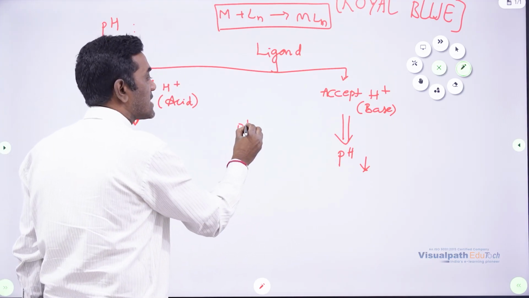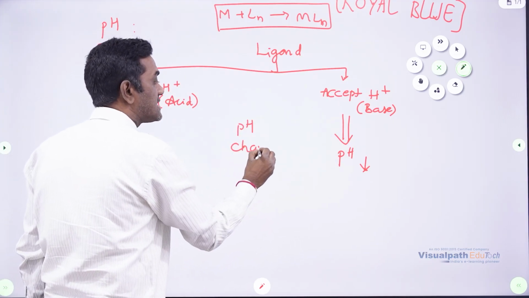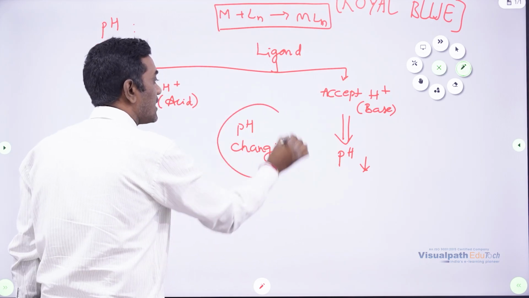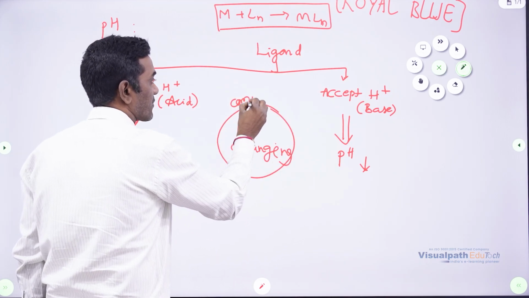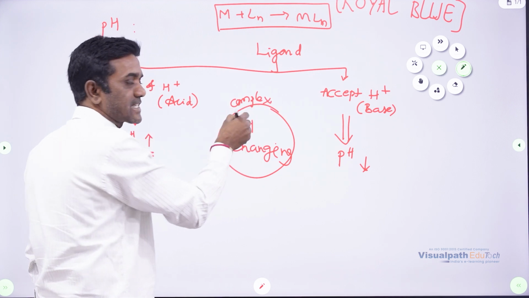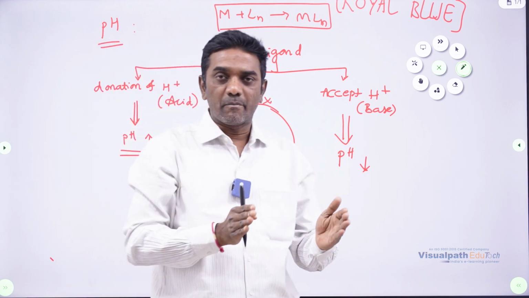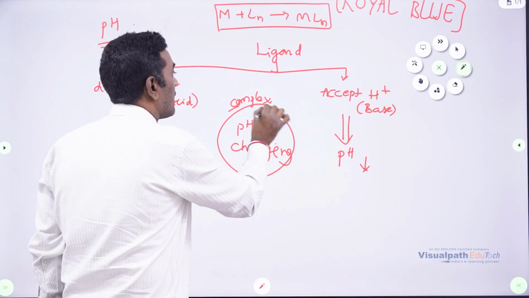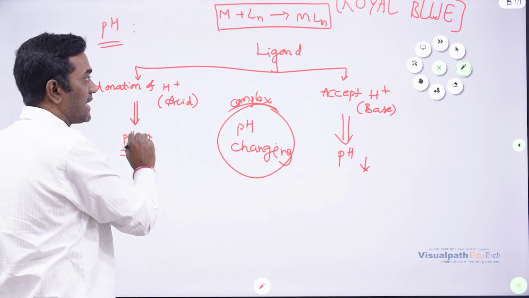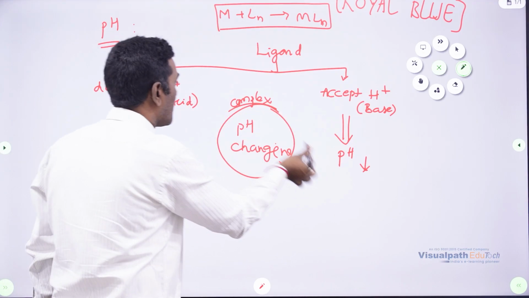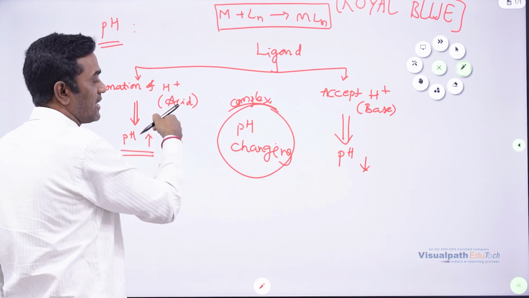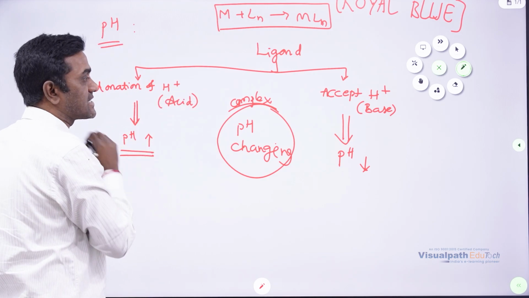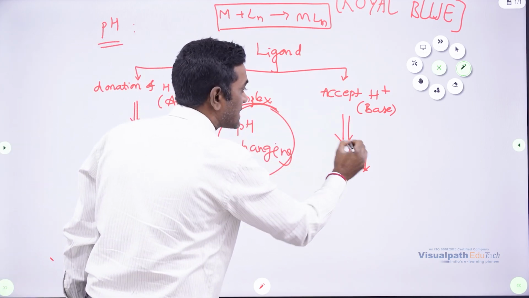Overall the pH is changing. The pH changing is due to complex formation. What we are discussing here is the formation of complex based on pH value. The pH will change if the complex is forming. How is it changing? It is increasing or decreasing based on proton accepting or donating.